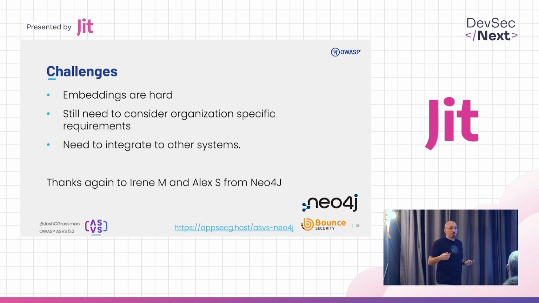The challenges are that embeddings are hard. The calculation of those numbers is hard. I tried to fiddle around with it a little bit. It got complicated. So there is going to need to be some refinement to make that work effectively. You still need to consider, okay, what's important for your organization.